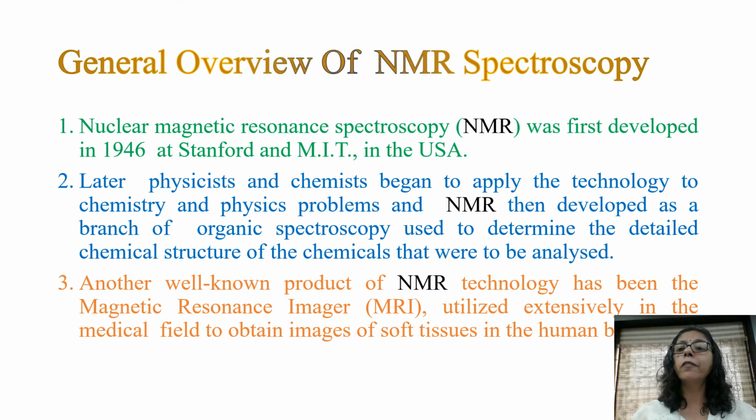Giving you the general overview of NMR spectroscopy, it was first developed in 1946 and later physicists and chemists began to apply this technology and developed a branch of organic chemistry which is used to determine the detailed chemical structure, and that too of the chemicals specifically that were to be analyzed. Another well-known product of NMR technology, students, is very commonly known as MRI, used extensively in medical fields.